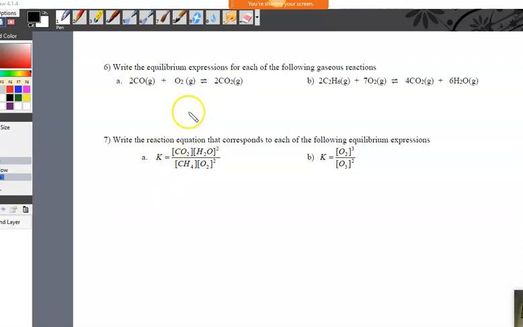Okay, so let's do problem 6 and 7. Write the equilibrium expression for this reaction, and then another one for this one, and then this is the backwards, where you have the equilibrium equation and you have to write the reaction for it. All right, so I'll give you guys a little bit of time. If you would let me know just in the chat room when you guys are ready, and we can go over it.